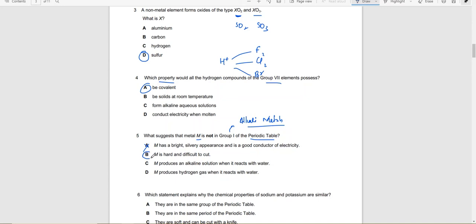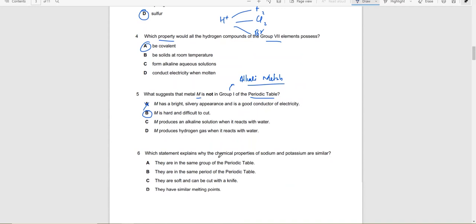This statement explains why chemical properties of sodium and potassium are similar, because they are in the same group of the periodic table. Elements in the same group of the periodic table will always have the same property. There are some anomalies, but you just need to remember generally that all the elements in the same group will have similar properties.